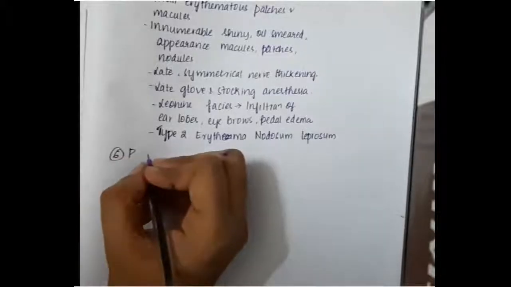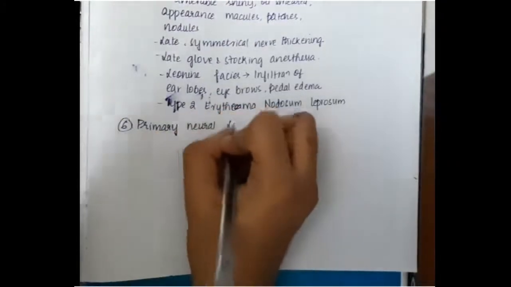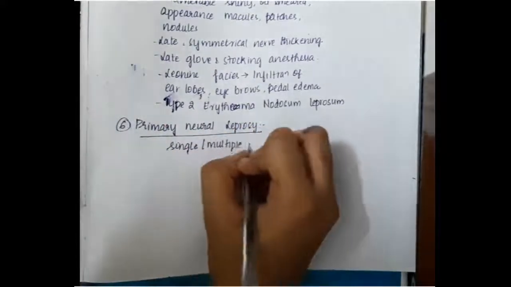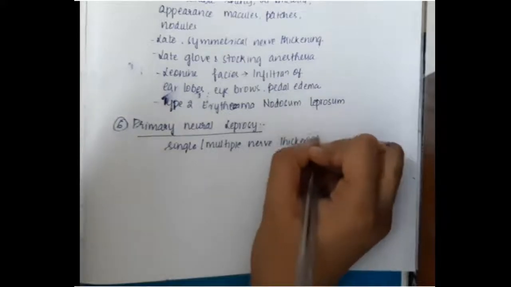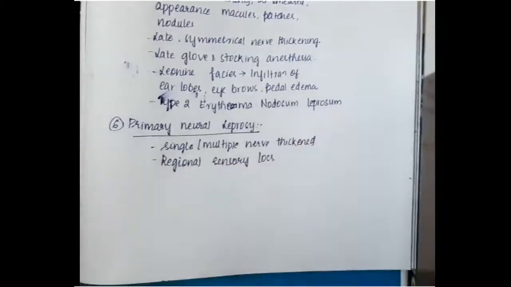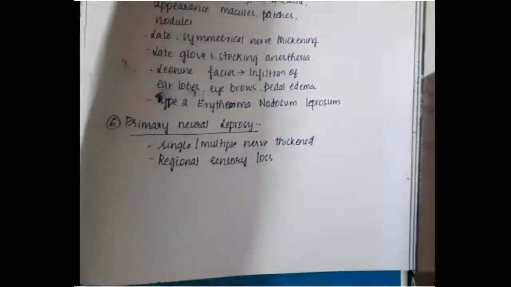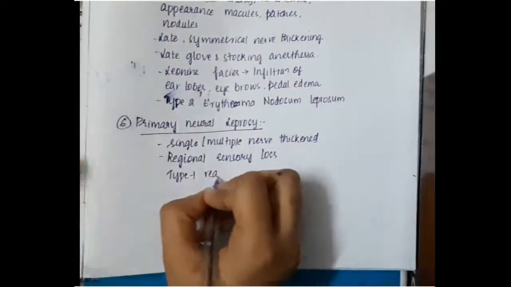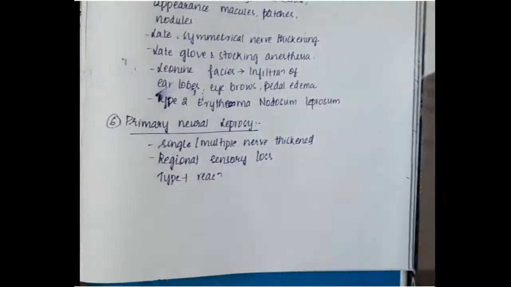Then the sixth and last type, we have primary neural leprosy. In primary neural leprosy, you will see single or multiple nerves thickened with regional sensory loss, and type 1 lepra reaction is also seen in primary neural leprosy.